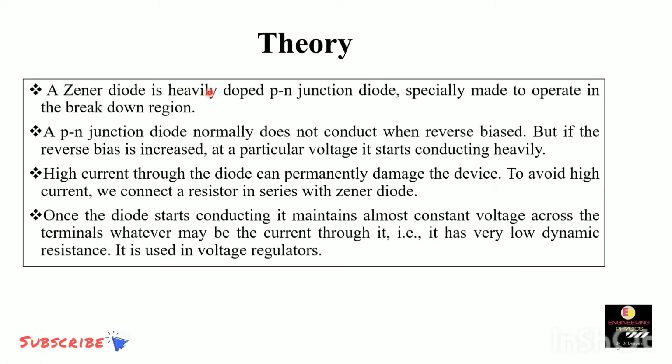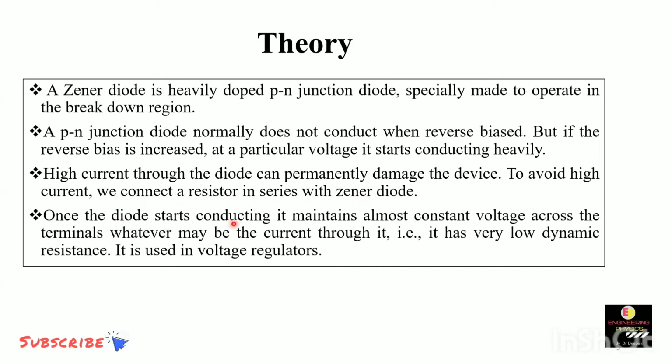A Zener diode is a heavily doped PN junction diode, especially made to operate in the breakdown region. A PN junction diode does not normally conduct when it is reverse biased, but if the reverse bias is increased to a particular voltage, it starts conducting heavily. High current through the diode can permanently damage the device. To avoid high current, we connect a resistor in series with the Zener diode.